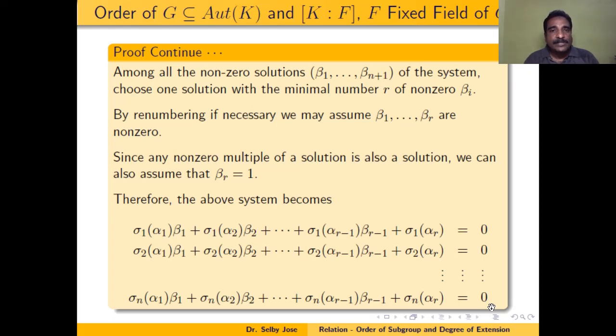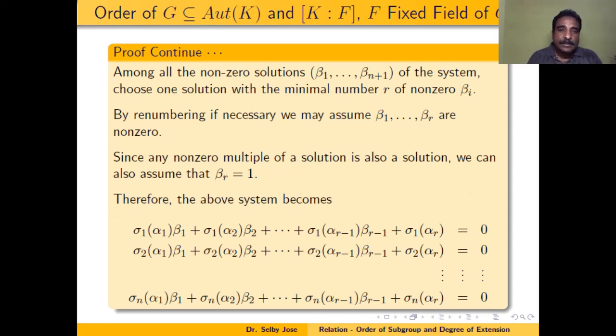Now we know that if you have a solution and you multiply that solution by a non-zero number, then the new one is again a solution of the system. So we can assume that beta r is equal to 1. That means you can divide all of beta 1, beta 2 etc. beta r and 0, 0, 0, that non-zero solution, by beta r. Then the beta r term will be 1, and the rest we again rename as beta 1, beta 2 etc. beta r minus 1. So we can assume that beta r is equal to 1. Therefore, in the above system, beta r plus 1, beta r plus 2 etc. beta n plus 1 are 0 and beta r is 1.